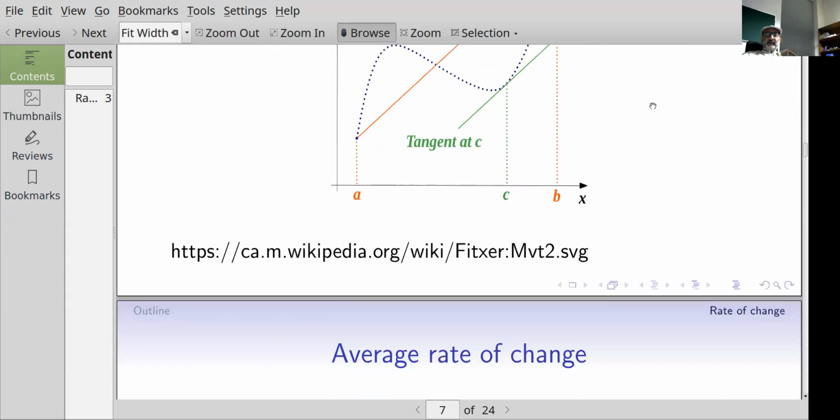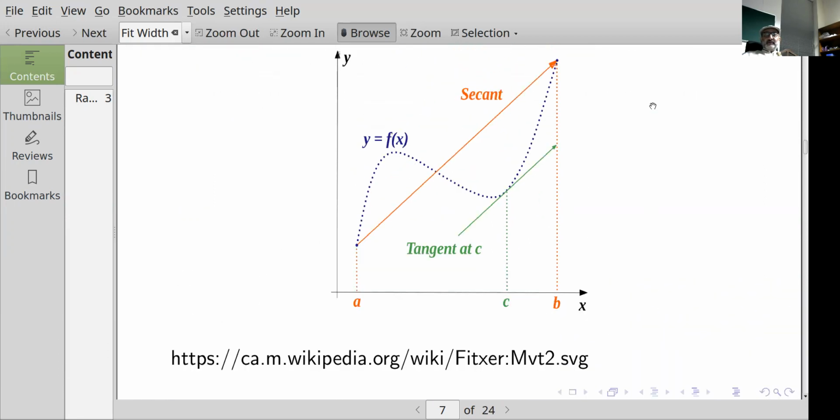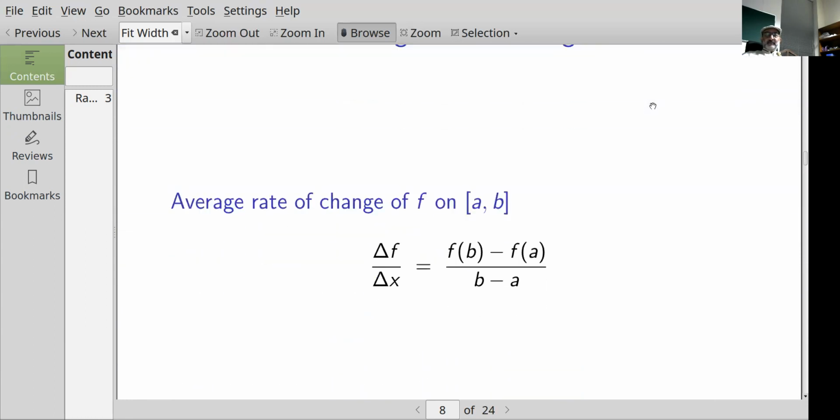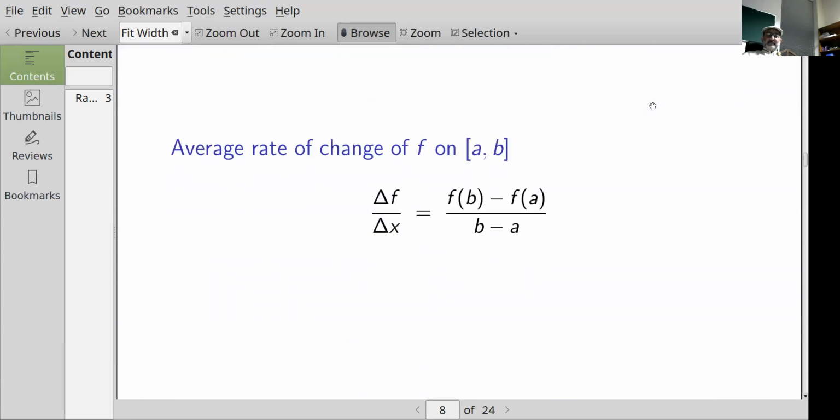Okay. Now, let's suppose that we're looking for an instantaneous rate of change. How would we do that? Well, we modify. Our average rate of change for f on the closed interval a, b is delta f by delta x, which is f of b minus f of a over b minus a.